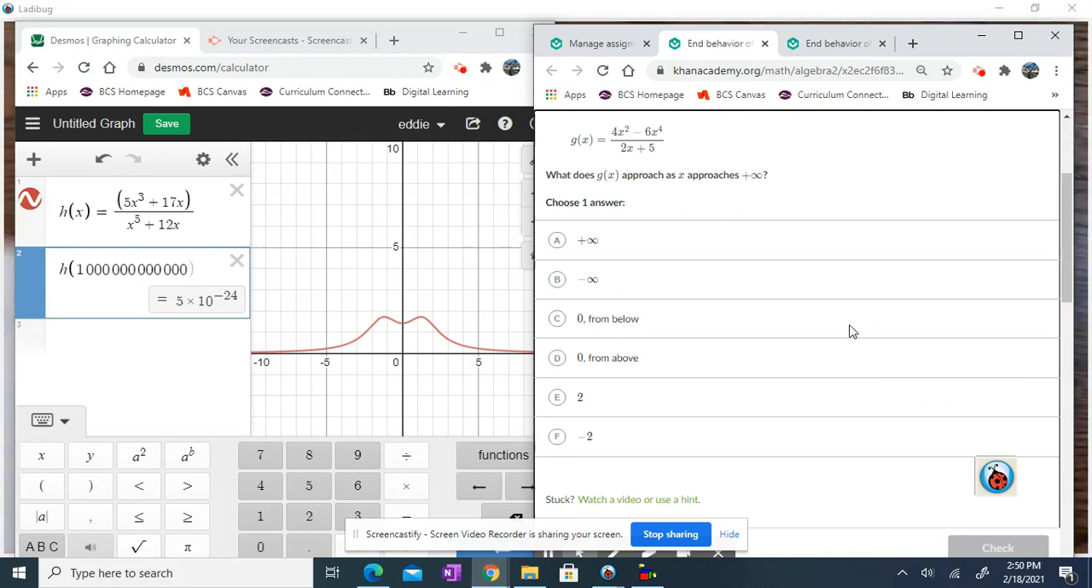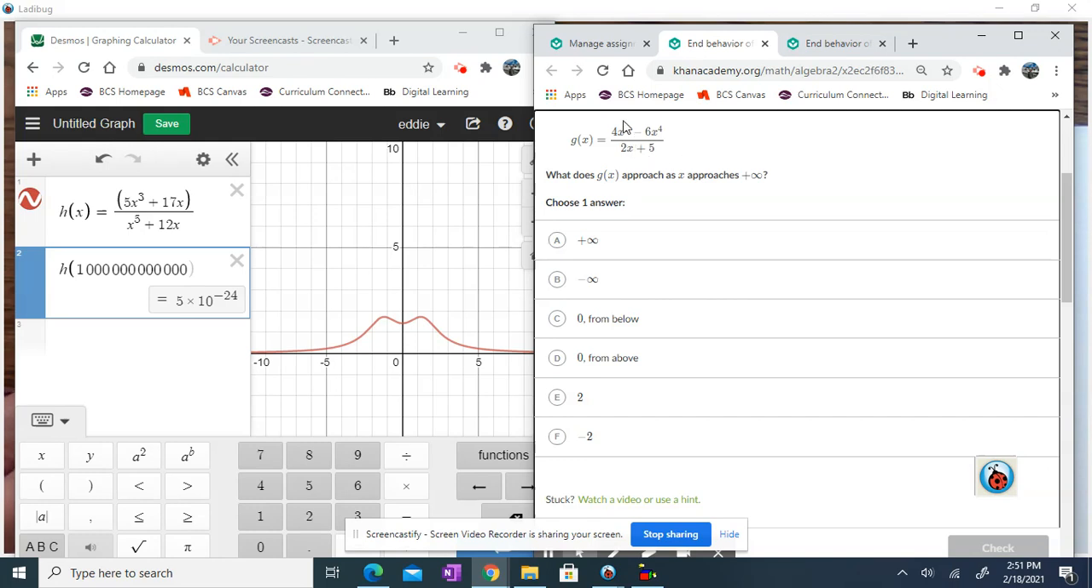Okay, I'm going to write this down. So g of x is 4x squared minus 6x to the 4th. So be careful here. When I first started doing these, I was tricked. The top of this fraction has degree 4. You go with the biggest power, right? So that's degree 4 on top over 2x plus 5. So the bottom is degree 1. So this is improper. So this is not going to have a horizontal asymptote at all because it's an improper fraction.